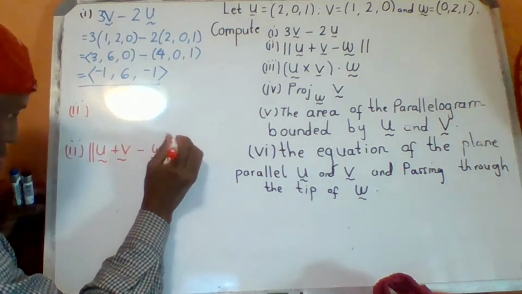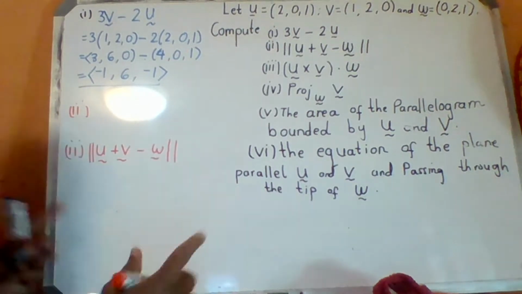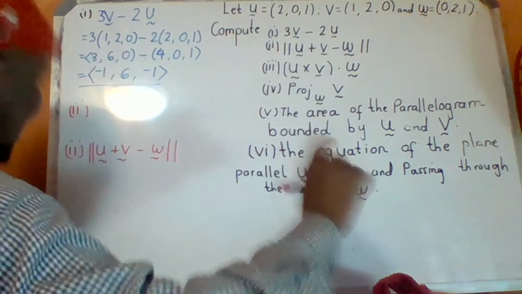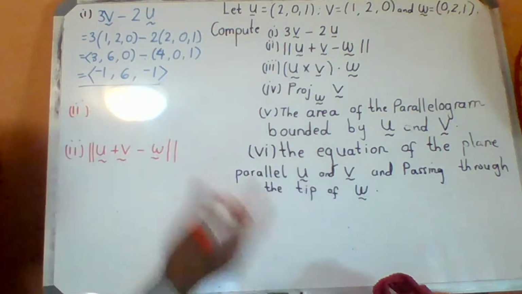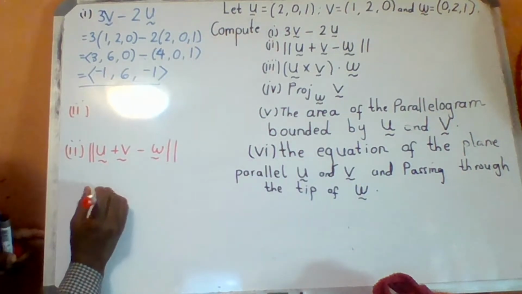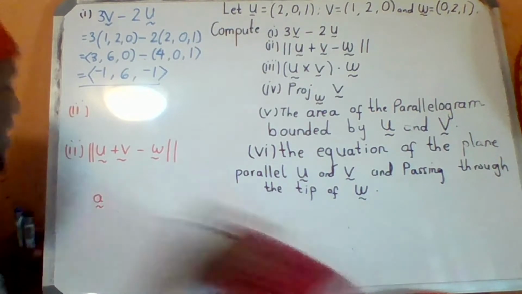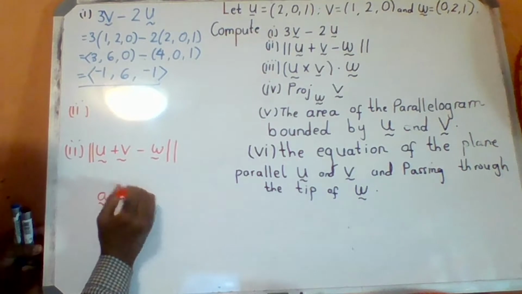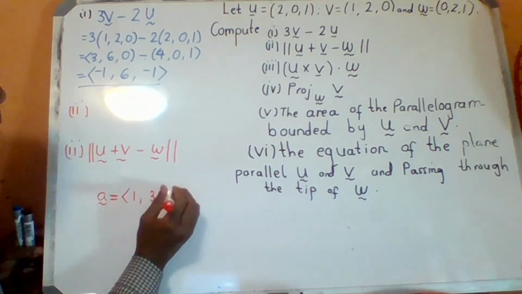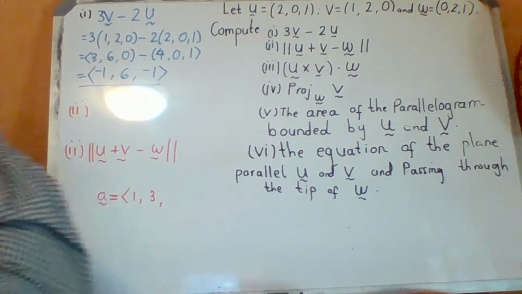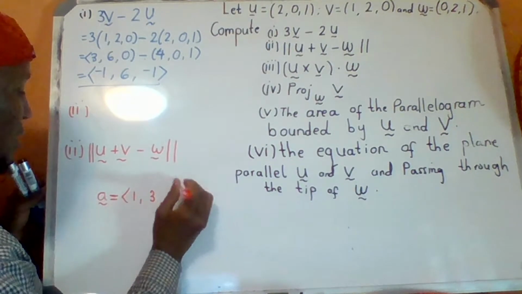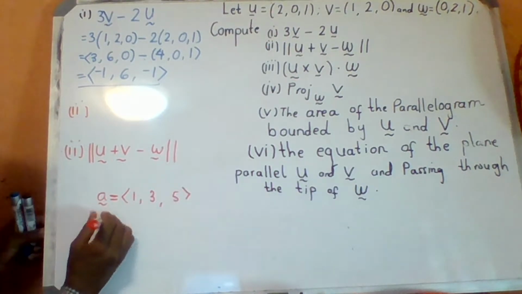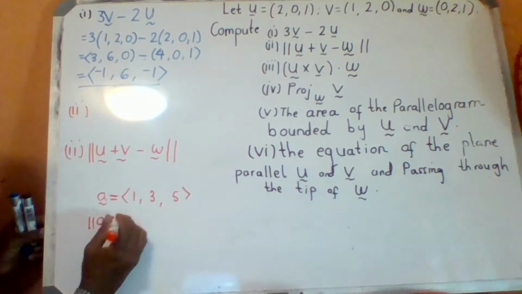the magnitude. Magnitude means distance or length or something like that. If somebody, for example, gives you vector a, or vector u, it doesn't matter. Let's say vector a equals 1, 3, and 5. Find the magnitude of vector a.